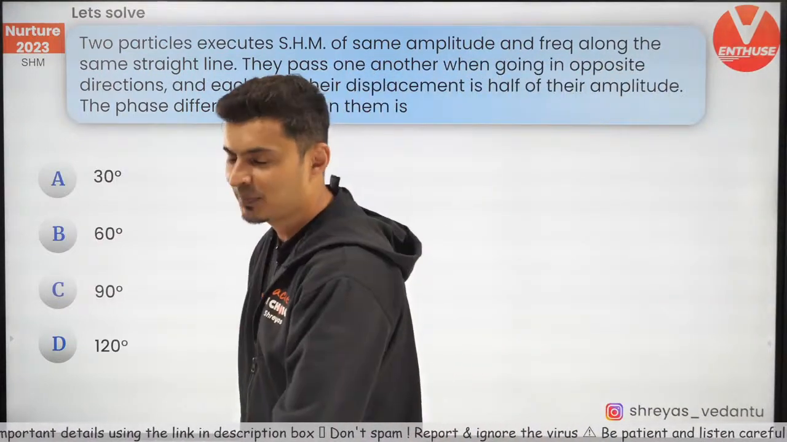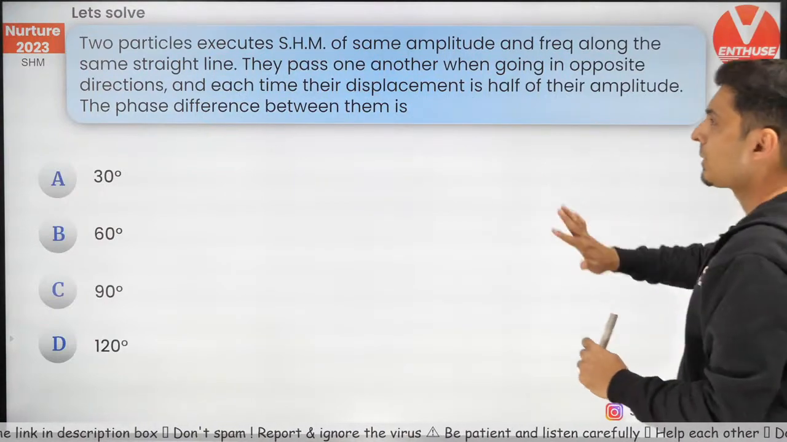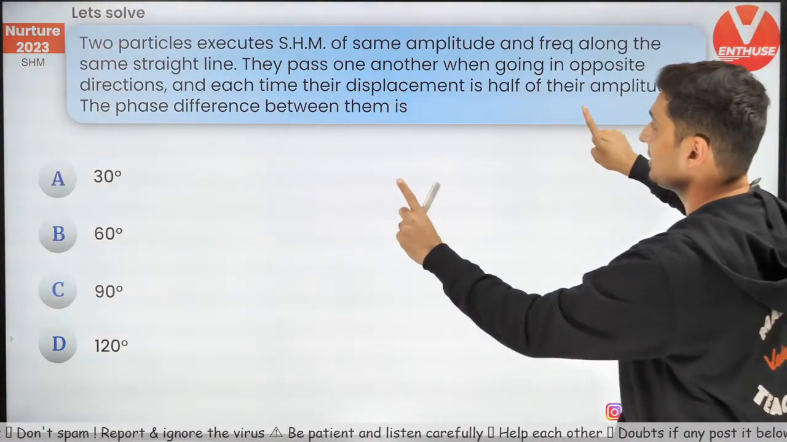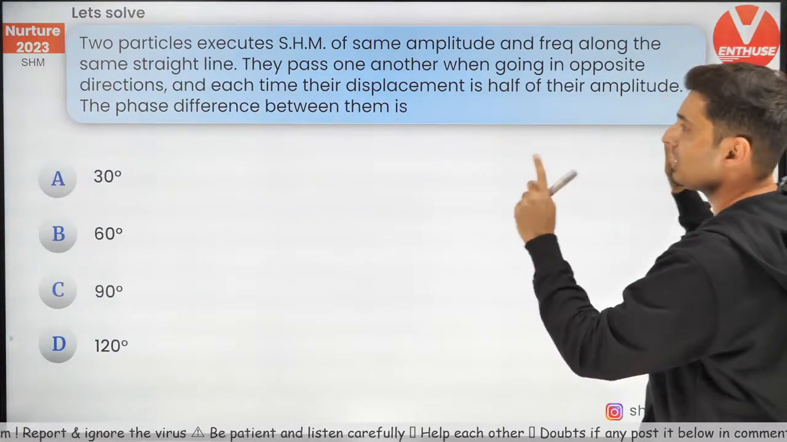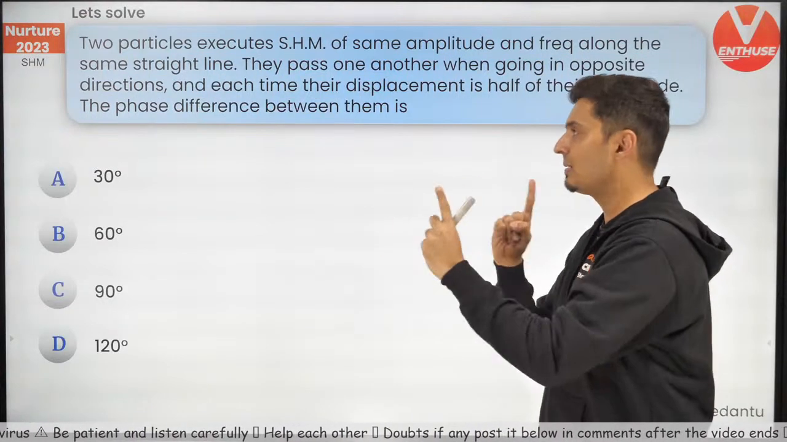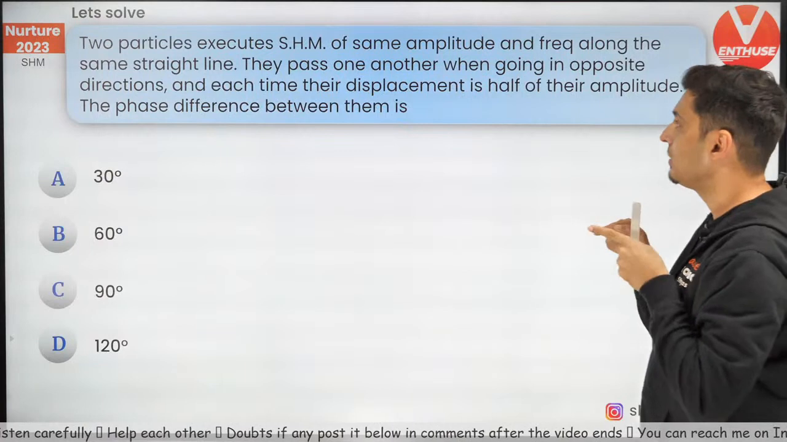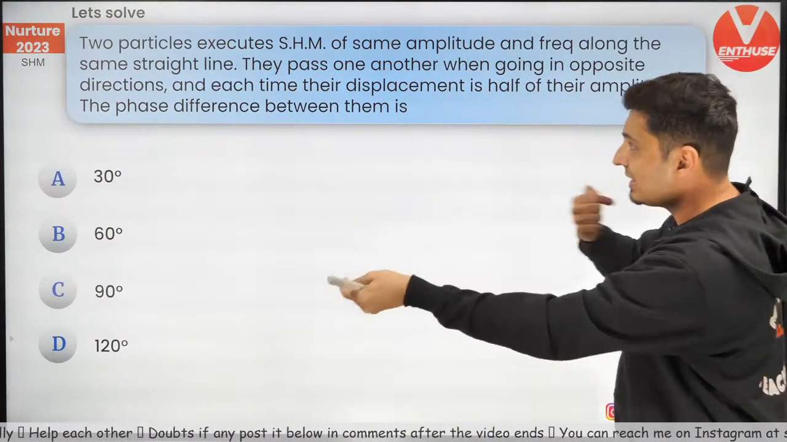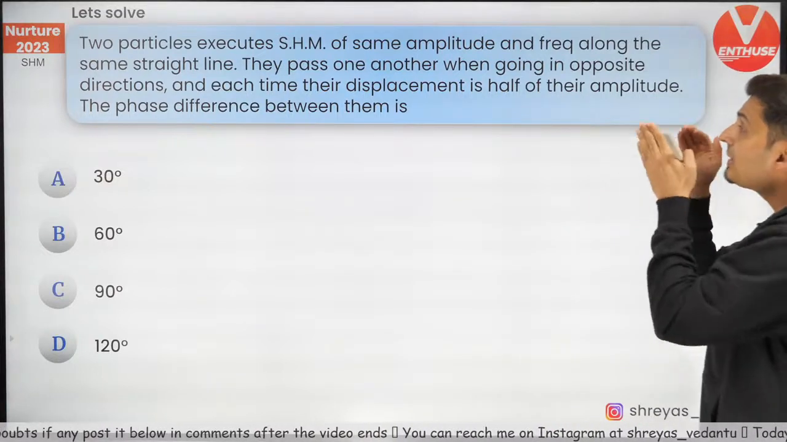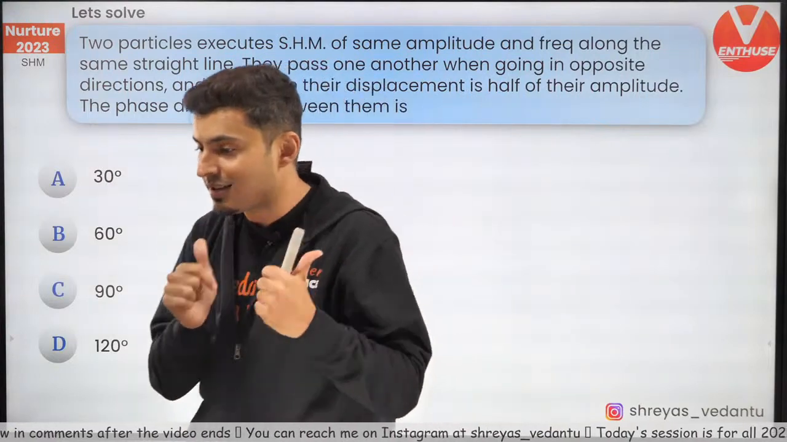Moving to the next question. Again, a beautiful example of a phasor diagram. Don't get scared by the length of the question, trust me. There are two particles which execute SHM, same amplitude, same frequency, along the same straight line. So basically they are going like this, okay? They're just going along the same straight line. They pass one another, that means they cross one another, when going in opposite directions, and each time they cross, their displacement is half the amplitude. Their displacement is half the amplitude.